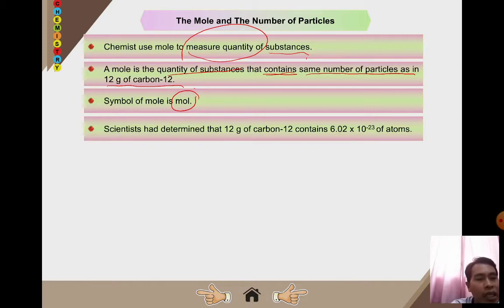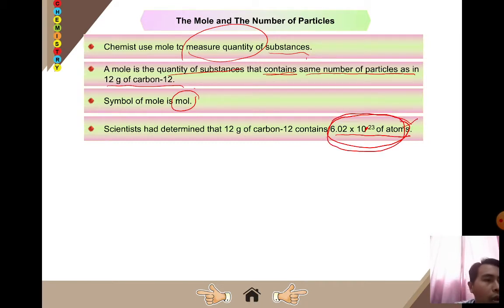Okay, scientists have determined that 12 gram of carbon 12 contains 6.02 times 10 to the power of 23 atoms. Yang ni ada silap sikit, negatif ni tak ada di sini. 10 to the power of 23 of atoms. Okay, scientists dah menentukan suatu zarah, particles, mengandungi 6.02 kali 10 kuasa 23 atoms. Bermaksud ini adalah nilai yang tetap. Kita panggil Avogadro's number ataupun Avogadro's constant. Nilai ni adalah tetap.